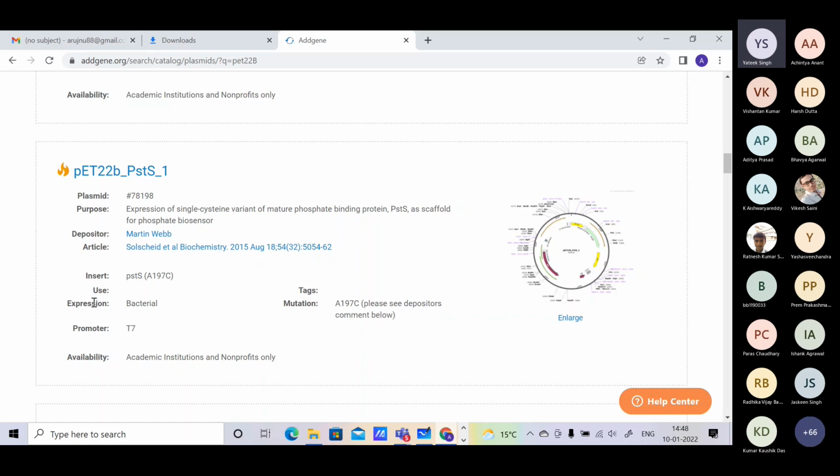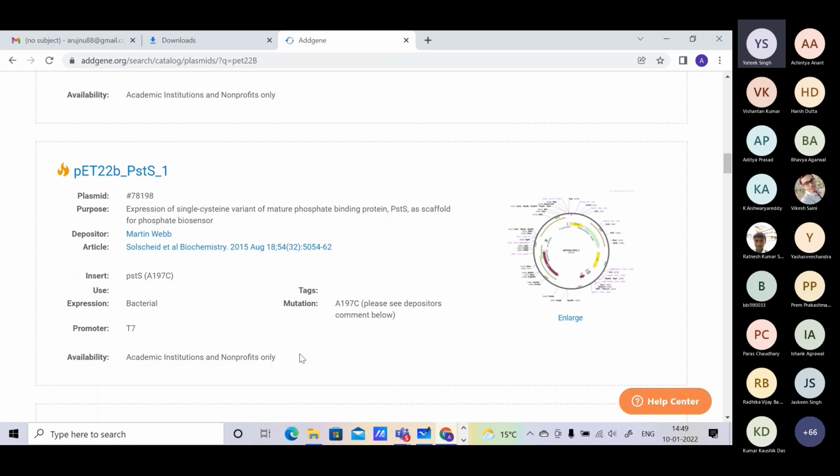Now you have the other information. This is the name of the insert that I have already described. Now the expression is bacterial. Bacterial means it's mostly E. coli, so it is not separately mentioned. If it is other, it will be mentioned. The name of the promoter which is driving this cloned gene is T7. And now you have the data availability: this is for academic institutions and non-profits only.